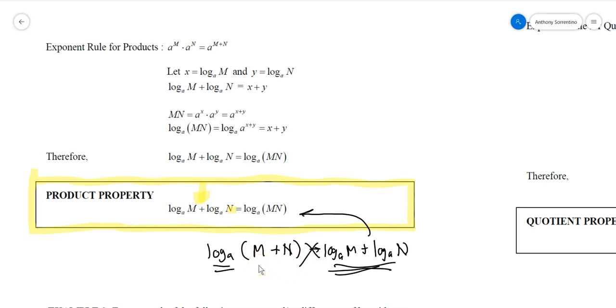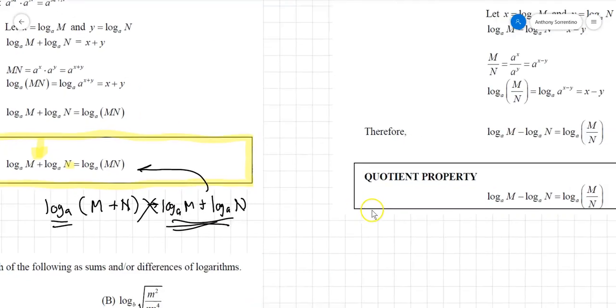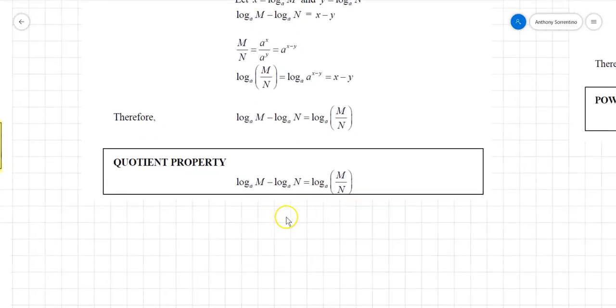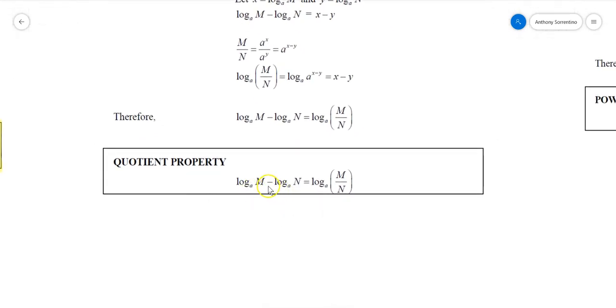And we're going to see instances where students get confused between the rules and things of that nature as well. So be careful, especially when we get into the next one, which deals with the quotient property. The quotient property kind of makes sense. I mean, if I add two logs together of the same base, and that equals the product of those two, well then subtracting two logarithms of the same base should equal the quotient of the two.